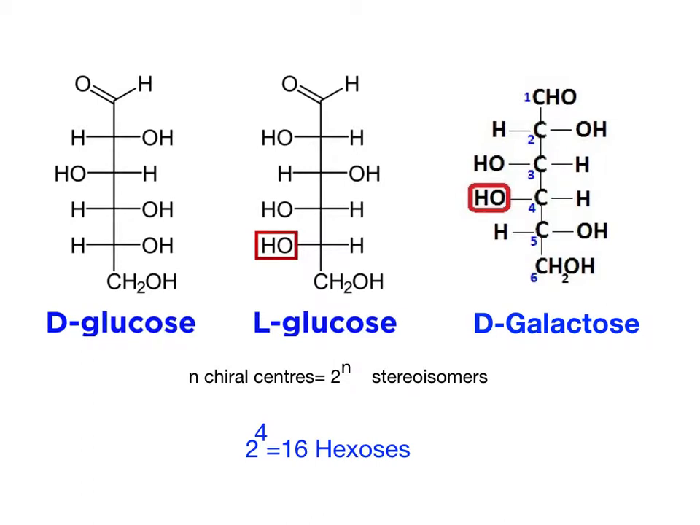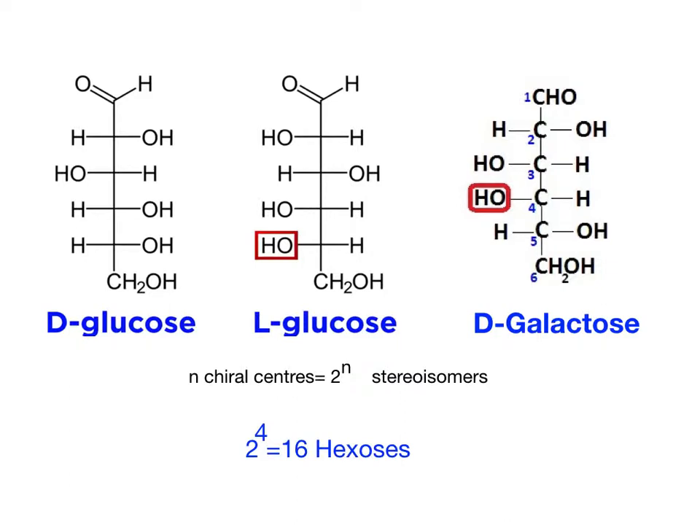Because of chirality, we would have more than one stereoisomer, a lot of stereoisomers. Actually, it depends on how many chiral centers we have. So let's see here, we can find that C2, 3, 4, and 5 carbons are chiral centers. So we will have 2 to the power 4 stereoisomers, or 16 hexoses, 16 sugars formed of 6 carbon atoms.